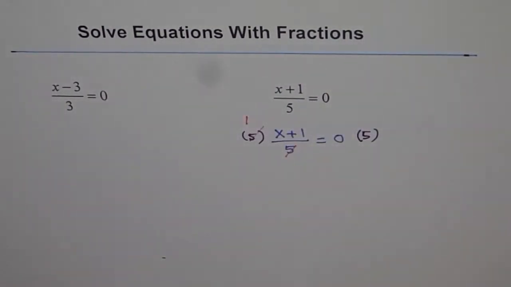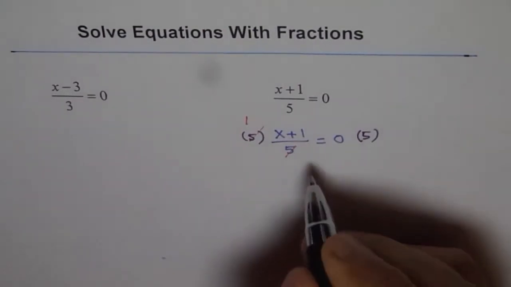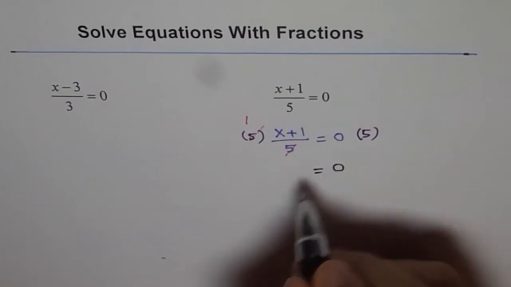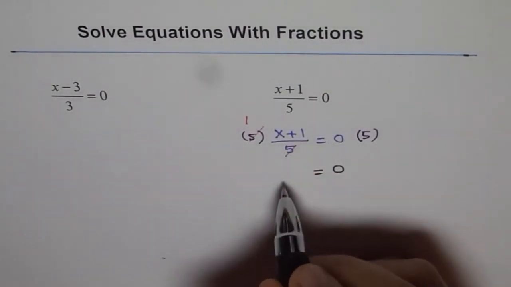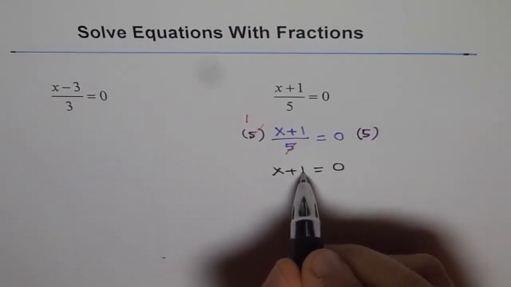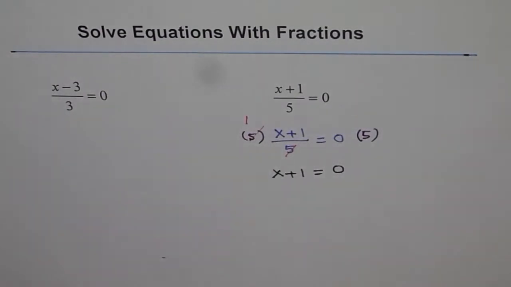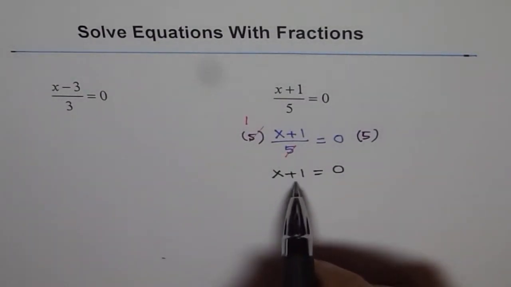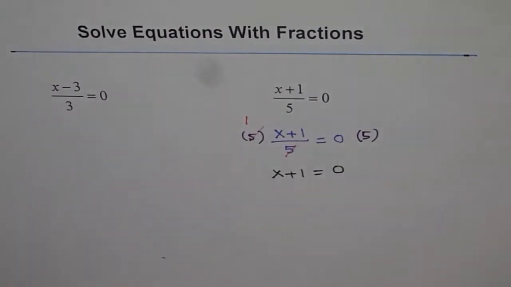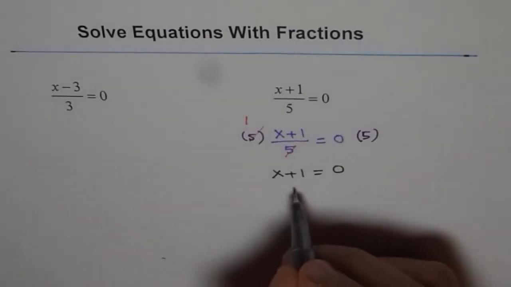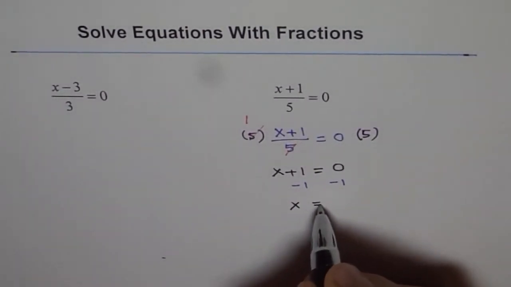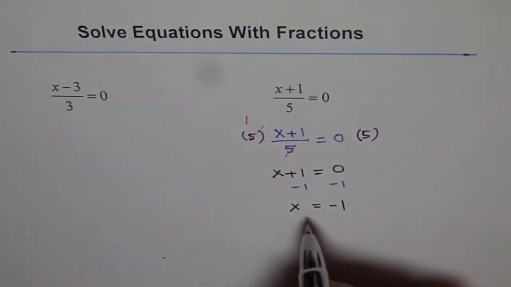And here on the right side, what happens? Anything times 0 is 0, so we get 0, right? And on the left side, we are left with x plus 1. So we get x plus 1 equals 0. And now, if we want only x, then we should take away 1, right? So this time we will do minus 1 on both sides. Then we are left with x equals minus 1. That is our answer.